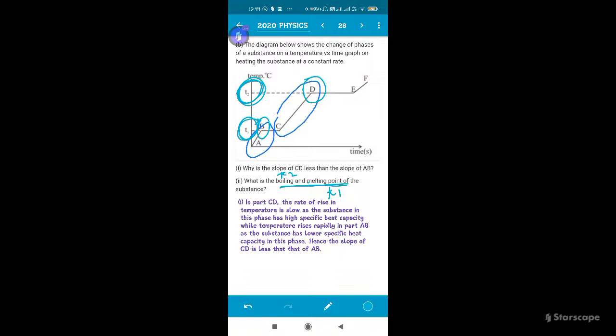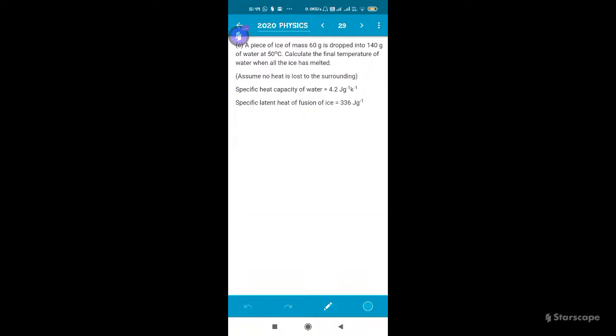Okay, let's move on to another question. Like I told, we have a question related to calorimetry over here. Let us solve this question. Principle of mixtures. A piece of ice of mass 60 gram is dropped into 140 gram of water at 50 degrees Celsius. Calculate the final temperature of water when all the ice has melted.